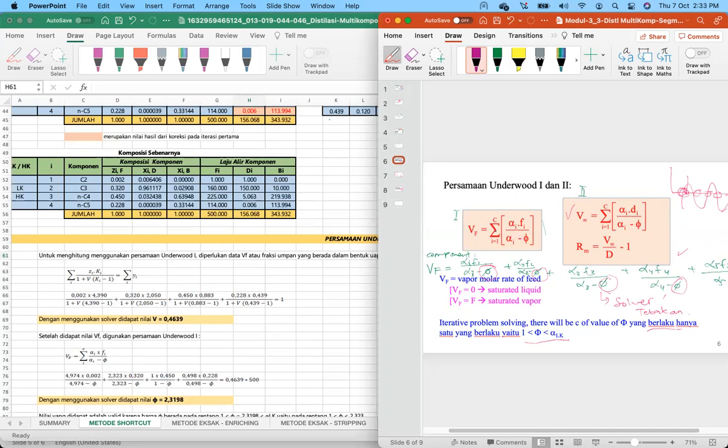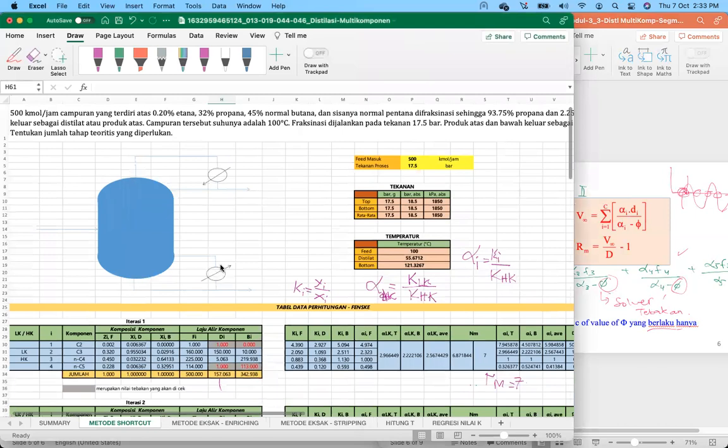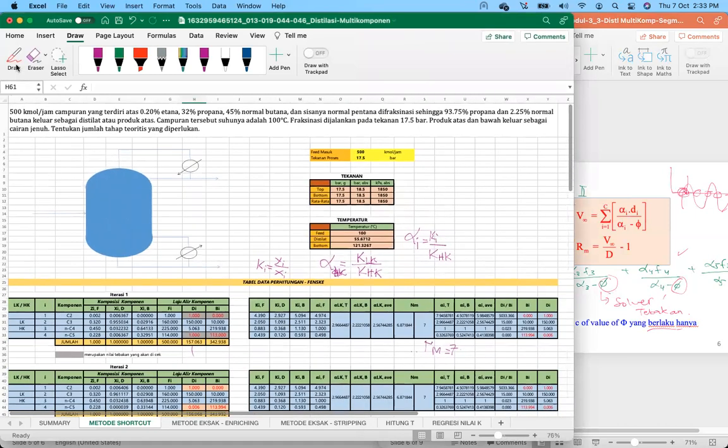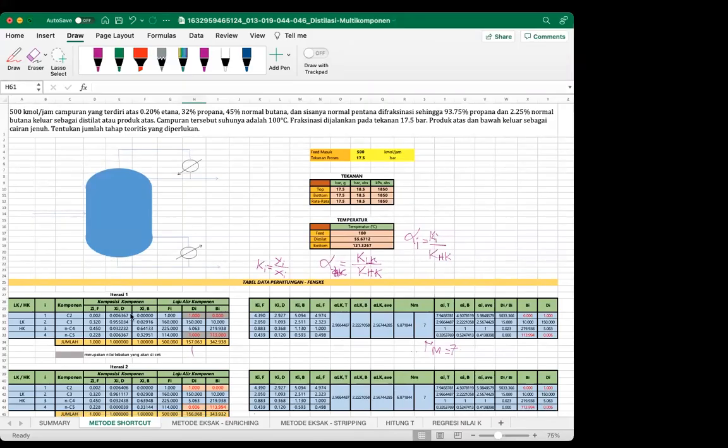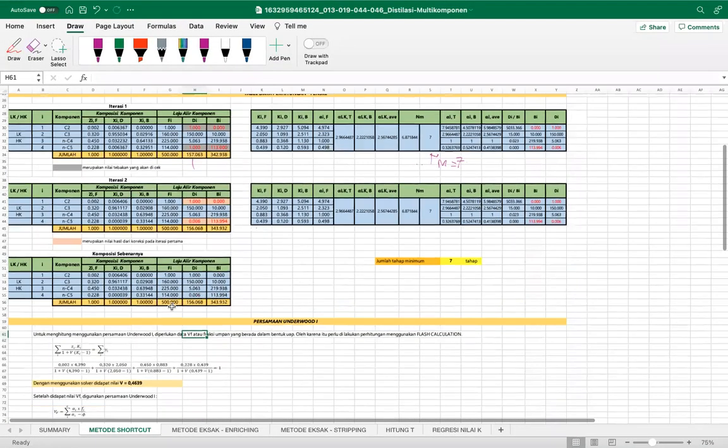But before that, we also need to find the VF, which is the vapor molar rate of feed. Because in the problem, they didn't say the state or the phase of the feed. Is it saturated vapor? Is it saturated liquid? Is it subcooled liquid? Is it superheated vapor? There's nothing mentioned there. So we have to calculate the phase of this feed by using flash calculation. Okay, and this is the flash calculation.